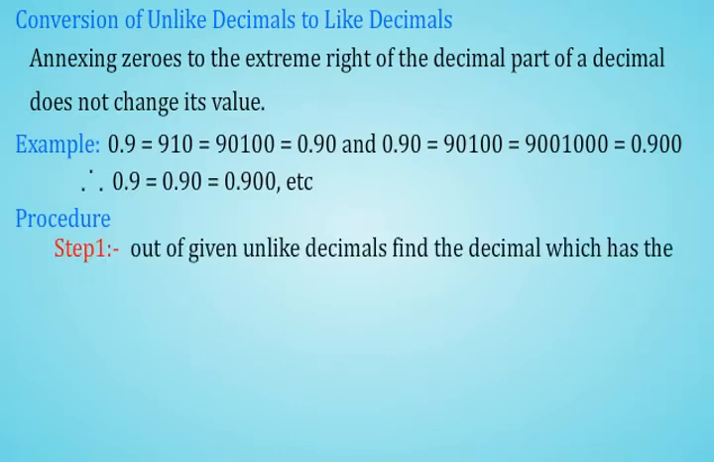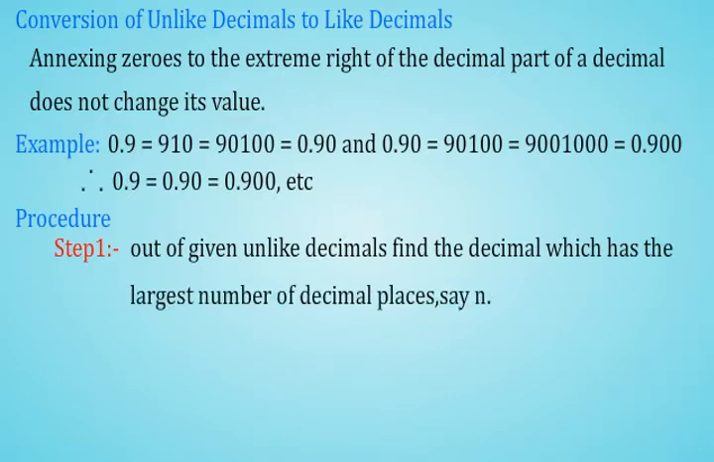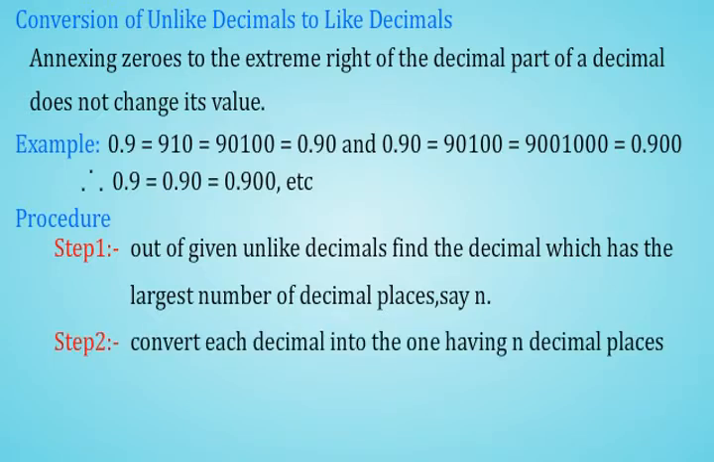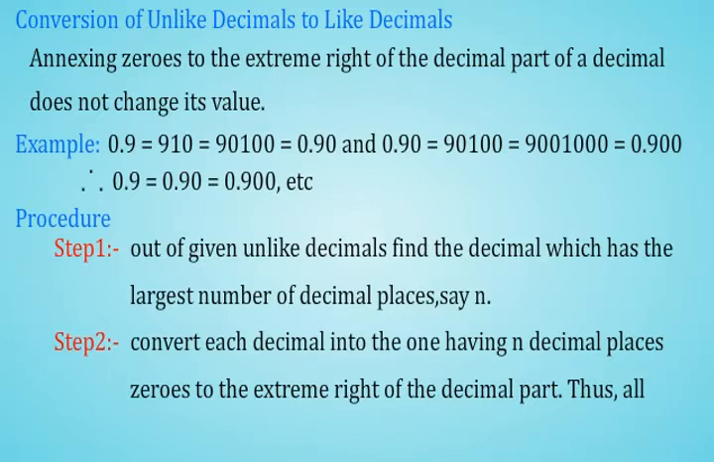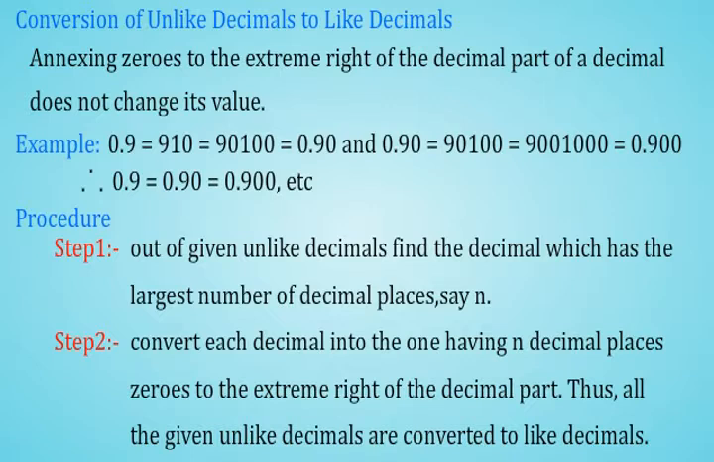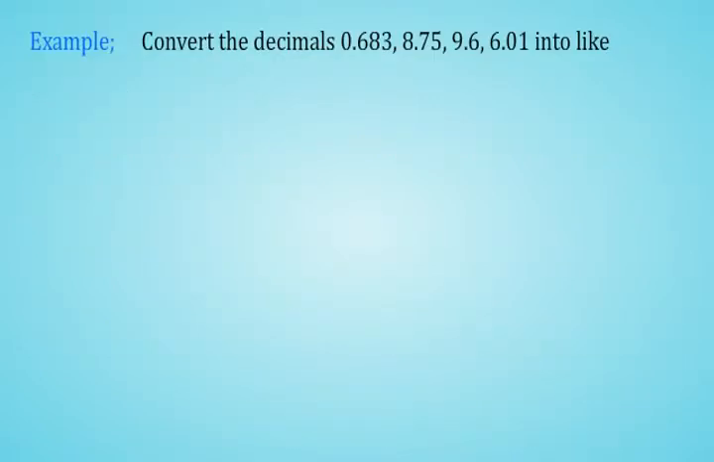Procedure. Step 1. Out of the given unlike decimals, find the decimal which has the largest number of decimal places, say n. Step 2. Convert each decimal into one having n decimal places. Place zeros to the extreme right of the decimal part. Thus, all the given unlike decimals are converted to like decimals.